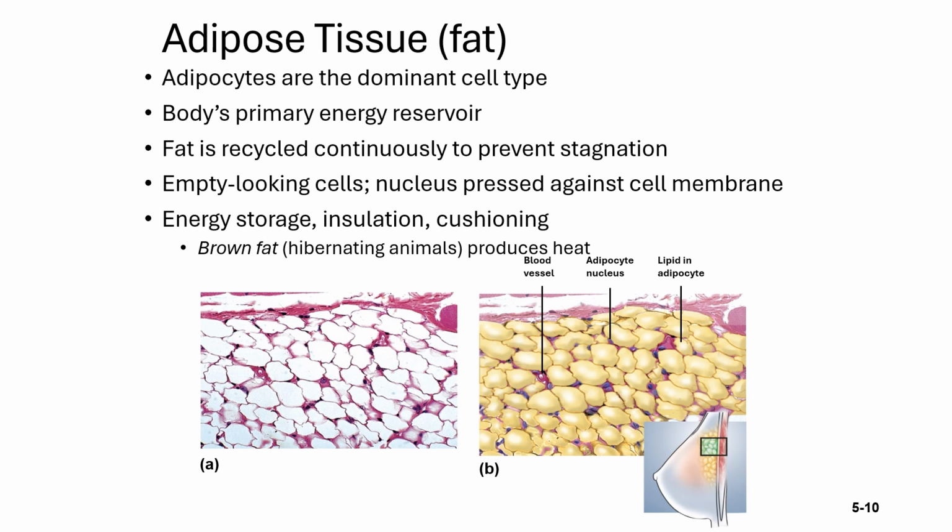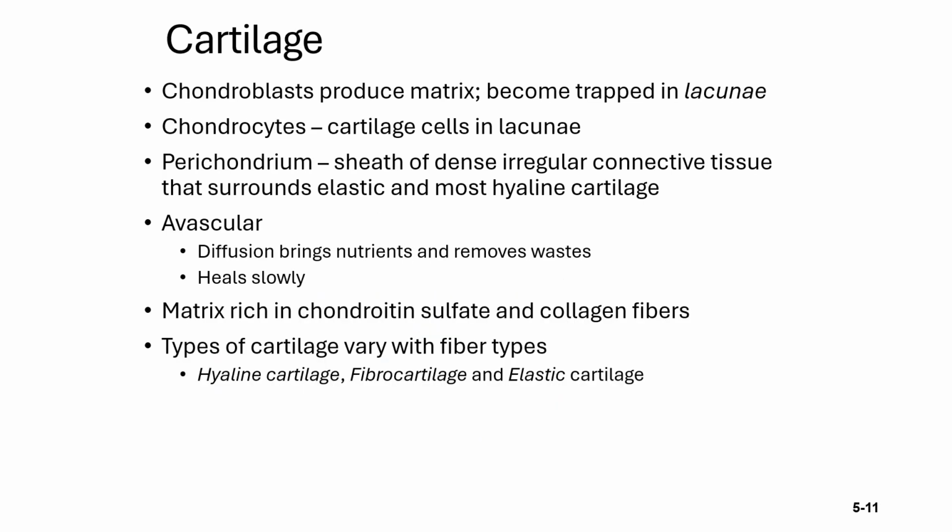Fat is constantly being synthesized and stored, while other fat is hydrolyzed and released into the circulation. That means fat is constantly recycled, and that prevents stagnation of fat. Cartilage is a relatively stiff connective tissue. It's seen in the external ear, the nose, and also in air passages. It gives shape to these structures and also keeps the air passages open.